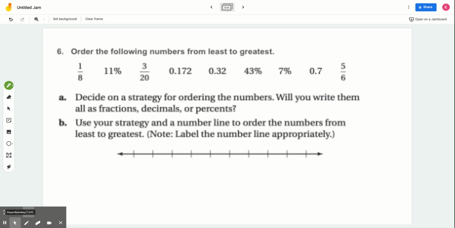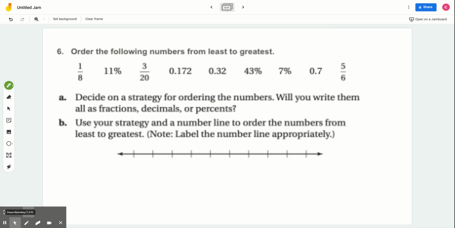On number 6, it says order the following numbers from least to greatest. First, decide on a strategy for ordering the numbers. Will you write them all as fractions, decimals, or percents? Use your strategy and a number line to order the numbers from least to greatest. Make sure you label the number line appropriately. Now, with this being said, you need to do all of your conversions first to then decide how to number your number line. I'm going to give you a few minutes to go ahead and complete this, and then you can come back here to check to see if your answers are correct.